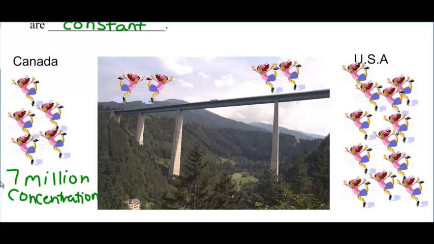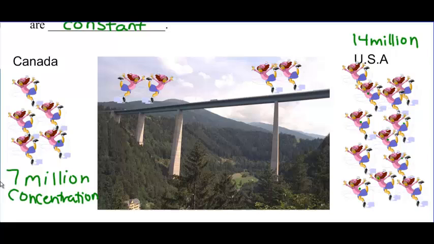And the population of the United States is 1, 2, 3, 4, 5, 6, 7, 8, 9, 10, 11, 12, 13, 14 million. Okay? That would be the concentration. By the way, I just made that up. That's really not the concentrations.